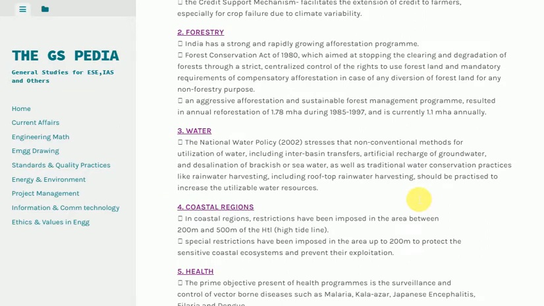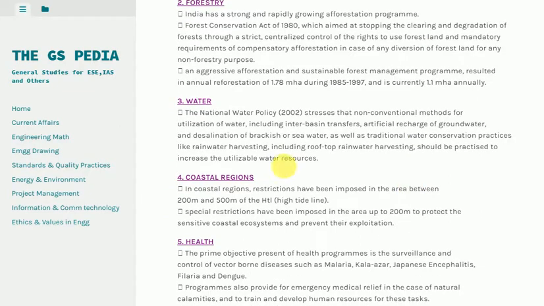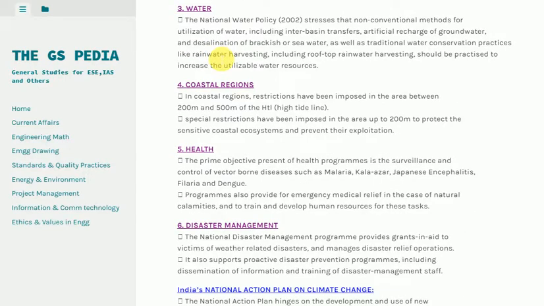3. Water. The National Water Policy 2002 stresses that non-conventional methods for utilization of water, including interbasin transfers, artificial recharge of groundwater, and desalination of brackish or seawater, as well as traditional water conservation practices like rainwater harvesting, including rooftop rainwater harvesting, should be practiced to increase the utilizable water resources.